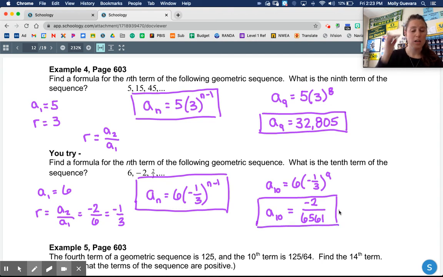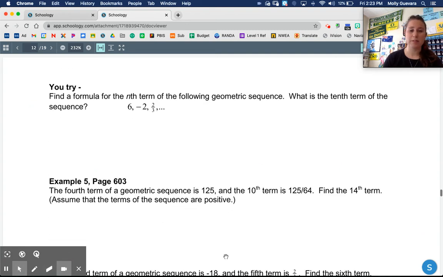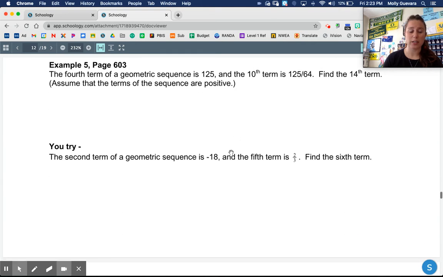And there we go. So the only step we added on there is we had to figure out what r was. Let's keep going with that theme. So example 5, we do still have to figure out what r is, but it's a little bit more difficult. It's going to be very similar to what we did with arithmetic sequences.